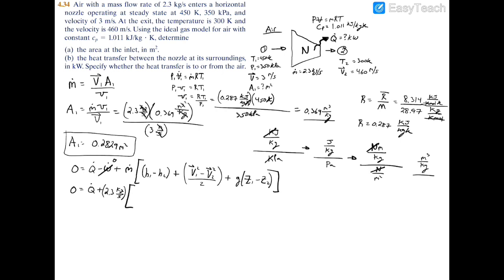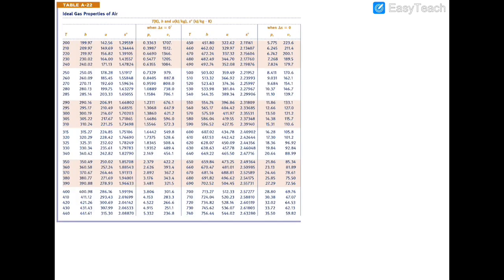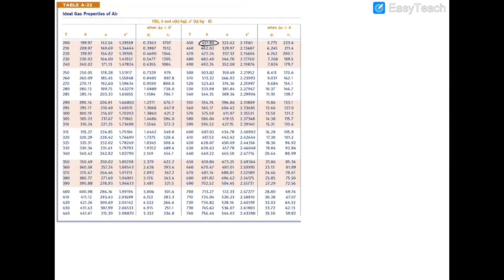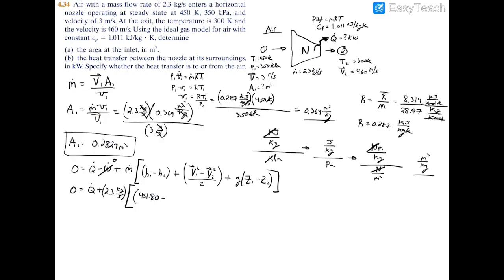times, what is H1? Well, H1 is just your enthalpy at 450 degrees, or 450 Kelvin. 450 Kelvin has a specific enthalpy of 451.8. So 451.80 minus H2. H2 is at 300 Kelvin. So it's your enthalpy at 300 Kelvin. You have 300.19. So minus 300.19. And of course that unit there was kilojoules per kilogram.